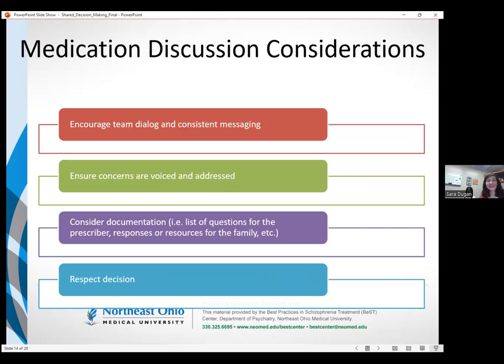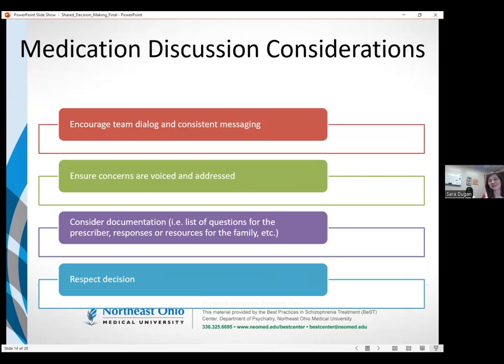In terms of medication considerations, this can help your team make sure that everyone's on the same page. We're all saying the same thing: this medication, we're using it to help with the anxiety. Here's what we would expect to happen. Making sure that the concerns are voiced and addressed, that they understand that, yes, I know that you're worried about weight gain. We're starting an antidepressant that could cause weight gain, but here's what we're going to do to try to minimize that as much as possible, or stop if we start to see that.